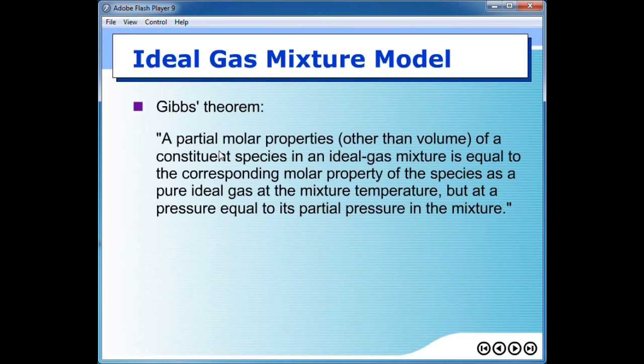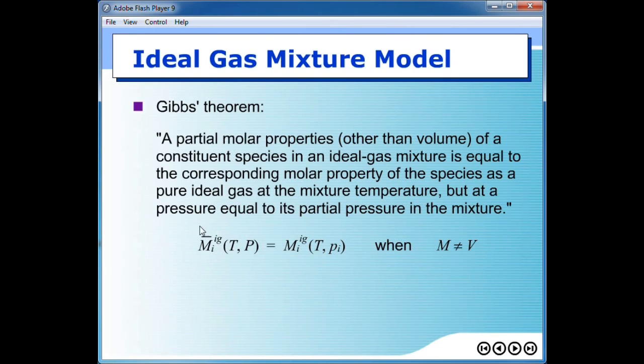The theory basically says that any partial molar property other than volume of one single species in the ideal gas mixture is equal to that property of the species when it exists as a pure gas at the same temperature, but at a pressure equal to its partial pressure. Seems confusing. It's a very long sentence. So in short, mathematically, it can be written like this.